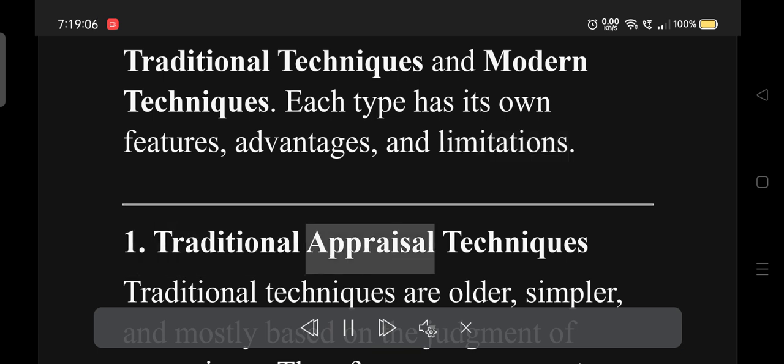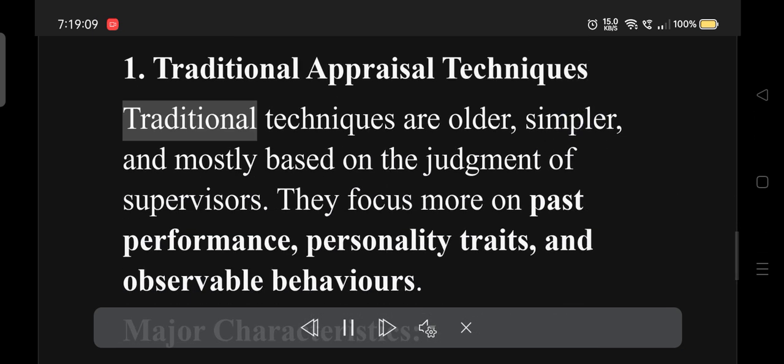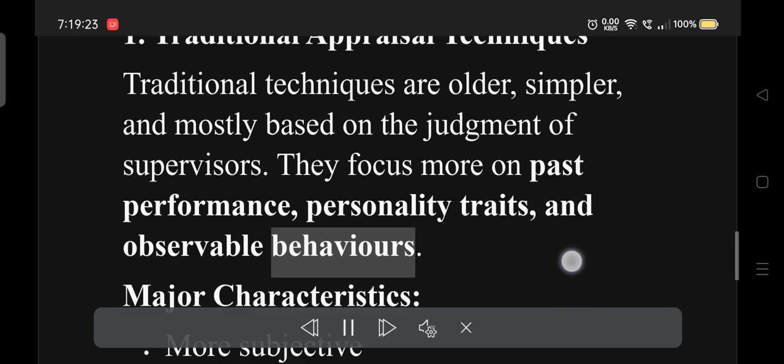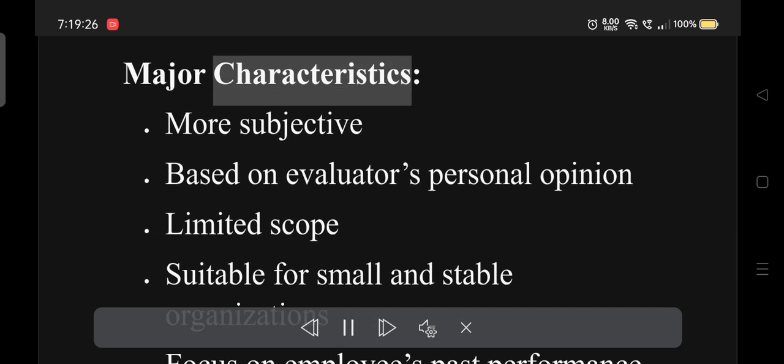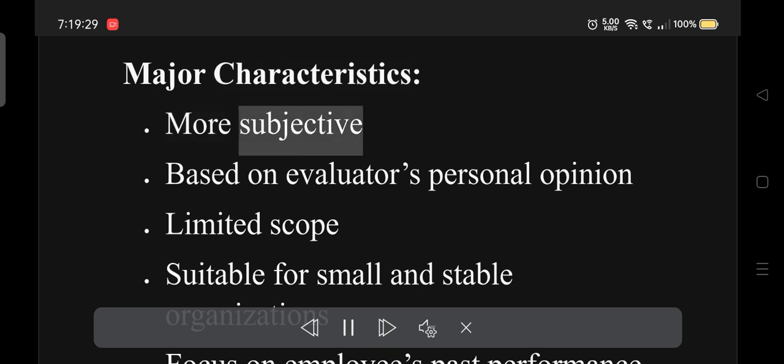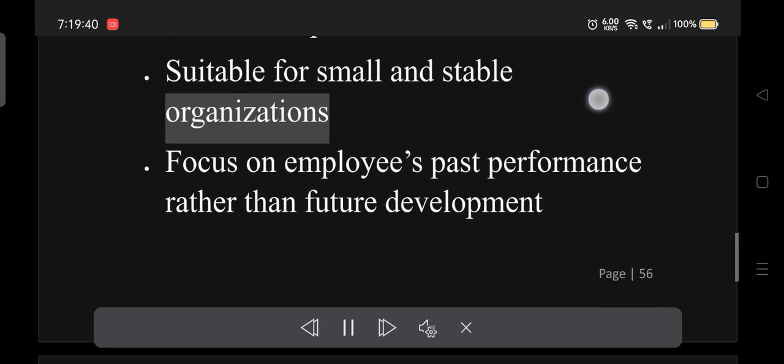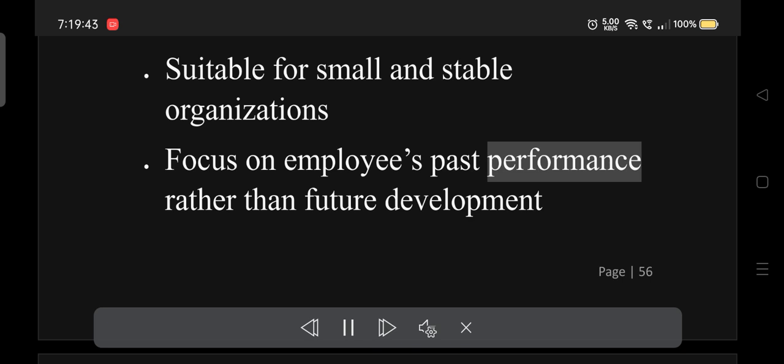1. Traditional appraisal techniques. Traditional techniques are older, simpler, and mostly based on the judgment of supervisors. They focus more on past performance, personality traits, and observable behaviors. Major characteristics: more subjective, based on the evaluator's personal opinion. Limited scope, suitable for small and stable organizations. Focus on employees' past performance rather than future development.